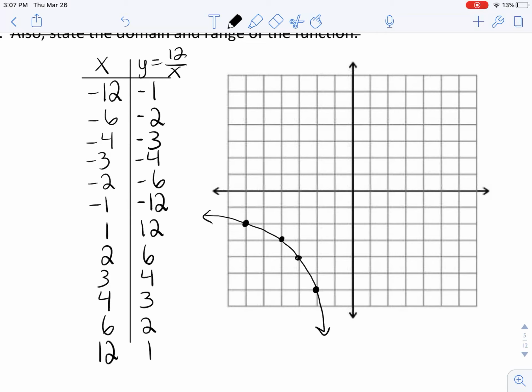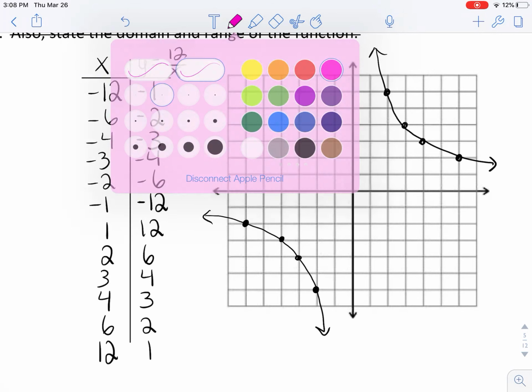And then I'm going to go ahead and graph 2, 6, 3, 4, 4, 3, and 6, 2. Again, you could graph 1, 12, and 12, 1 as well, but if I'm going by units of 1, it's not going to fit on this graph here. So there would be our graph of y equals 12 over x.